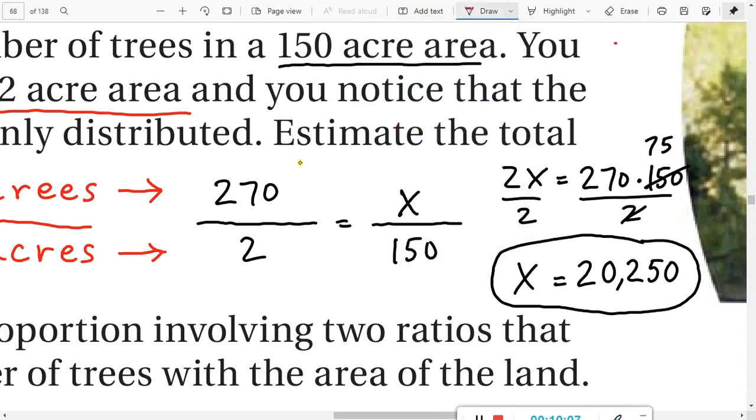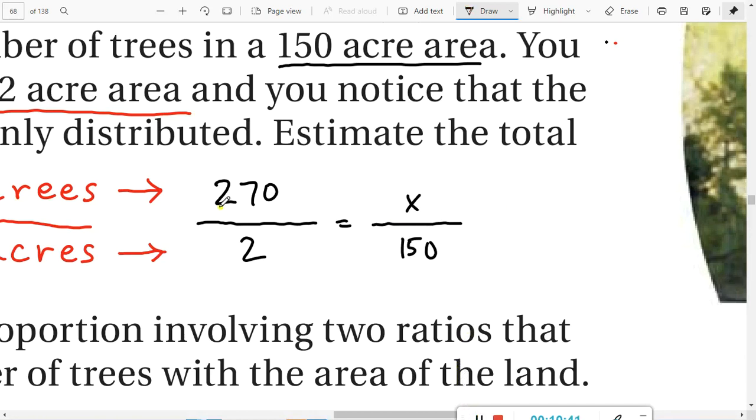Notice that to get from 2 to 150, it's times 75, right? You multiply by 75. So if you want to get from 270 to X, you can also just multiply by 75. And that's basically what we wound up doing, 270 times 75. So if you can see how much of a multiple the other fraction is, you can take a shortcut instead of cross multiplying.